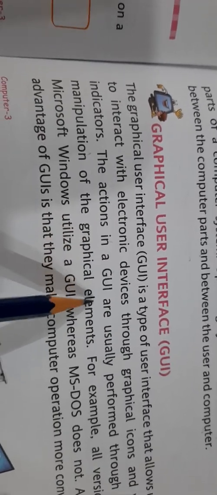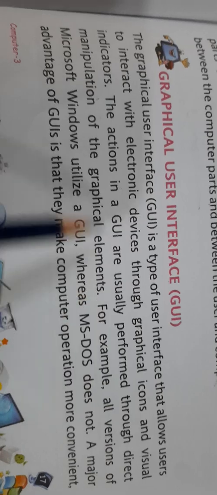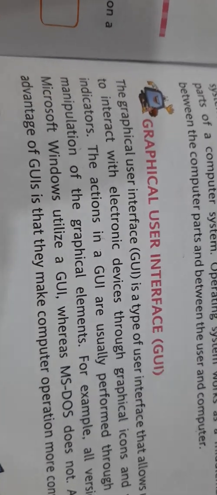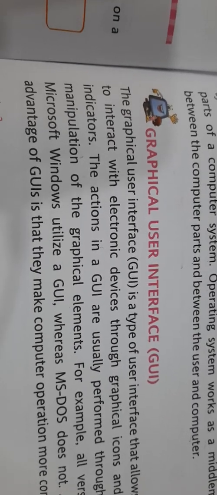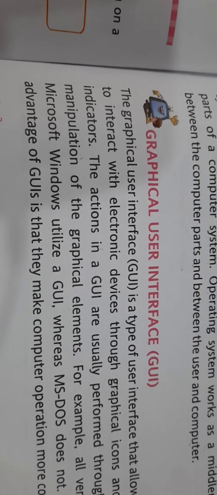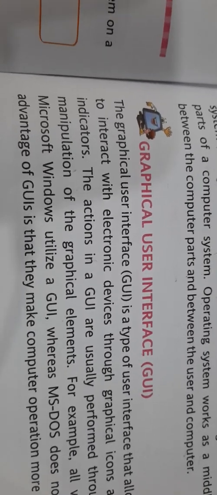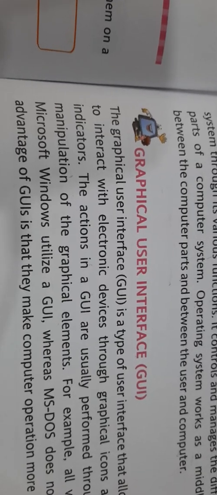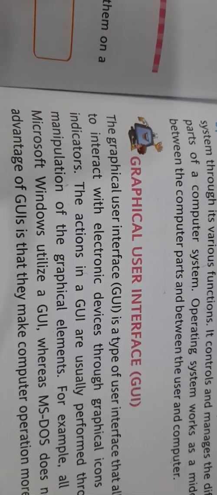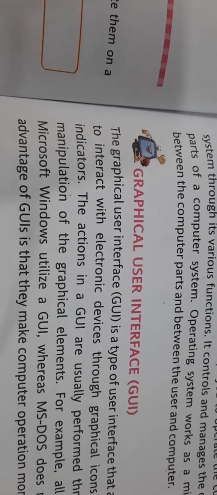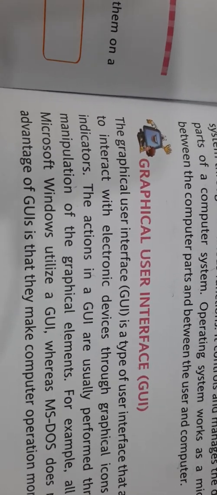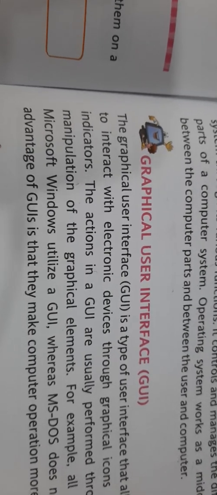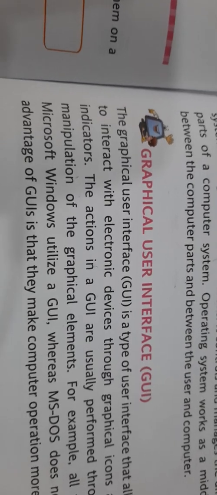The actions in a GUI are usually performed through direct manipulation of the graphical elements. Means we don't have to type anything, we don't have to type any command or any instructions, we just have to click on these pictures. We are manipulating only the pictures, only the graphics for performing our task. Like, if we have to print something, we just have to click on the icon of print. We don't have to write anywhere or do anything else. So we are manipulating only the graphical element.